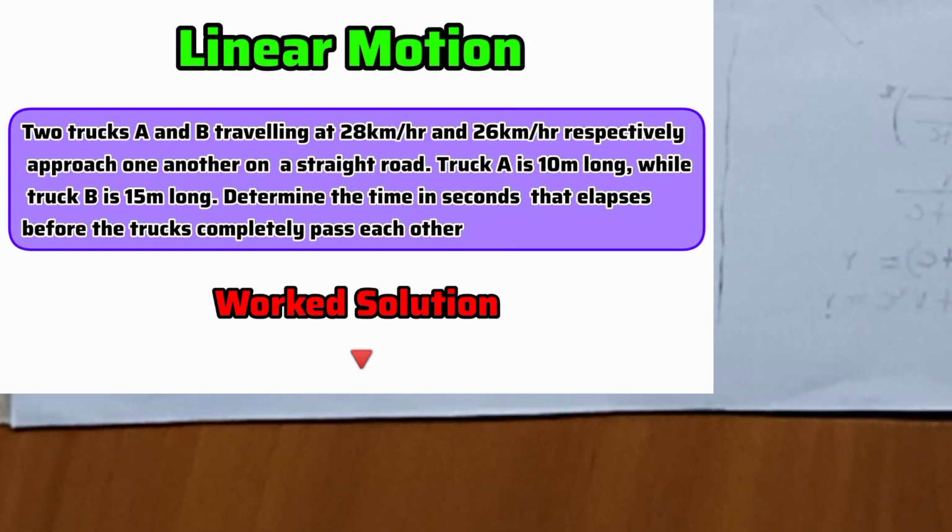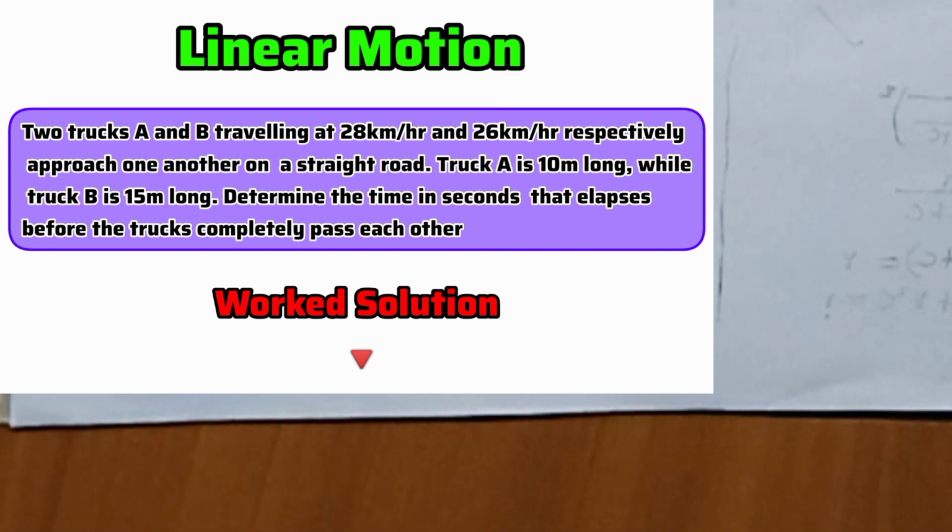So we have this question: two trucks A and B traveling at 28 kilometers per hour and 26 kilometers per hour respectively approach one another on a straight road. Truck A is 10 meters long while truck B is 15 meters long. Determine the time in seconds that elapses before the trucks completely pass each other. So this is a linear motion question.